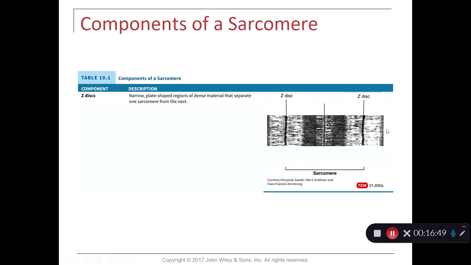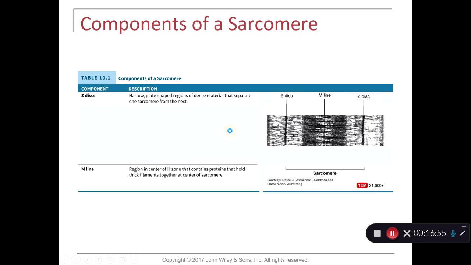On this side, you'll have a sarcomere. On this side, you'll have a sarcomere. But we're just going to look at this cute little box right here. Moving on, right smack dab in the middle is the M line. It is the very center of that sarcomere, and it has a role of keeping those thick filaments in line and not letting them escape or wobble all over the place.